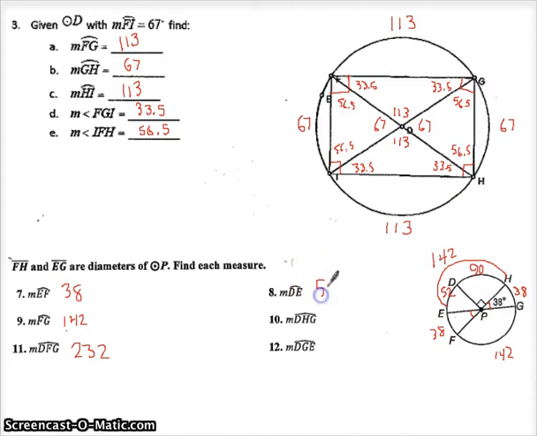DE, 52. D to H to G. Why would they say D to H to G? That's a bad way to label that. Bad test question. It should just be DG. That's 128. It's the 90 plus the 38. And D to G to E, D to G to E. That's the whole circle except 52, which is 308, I believe.